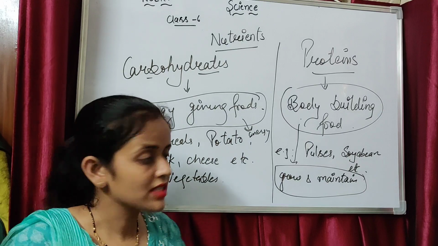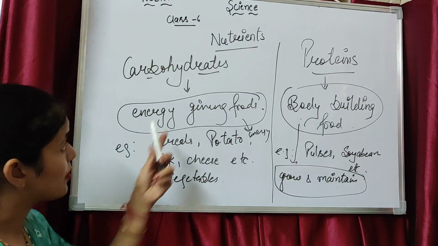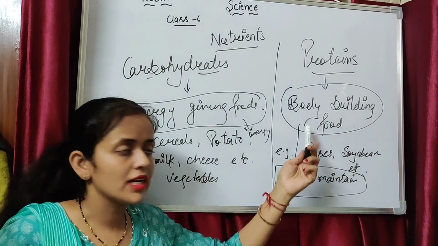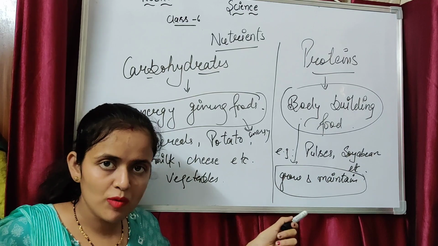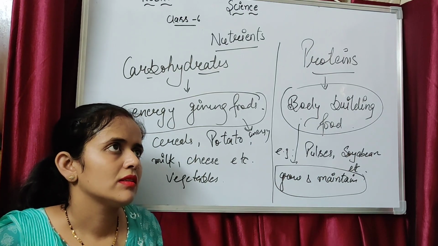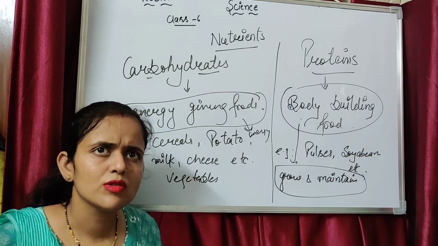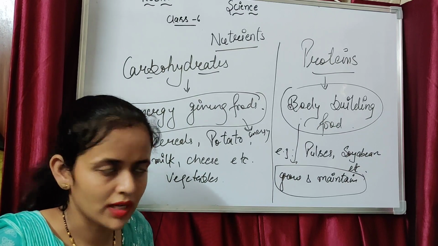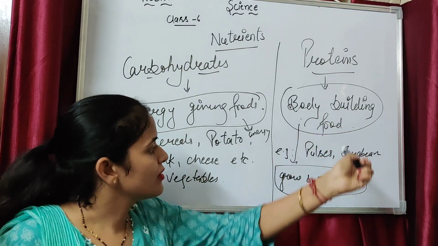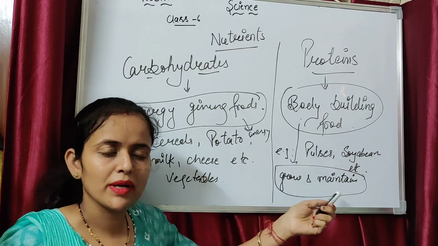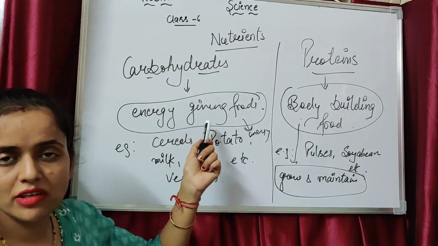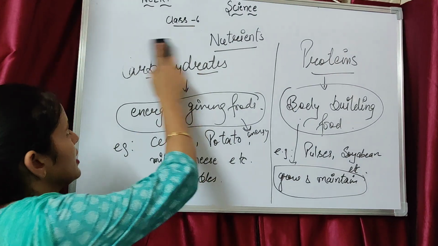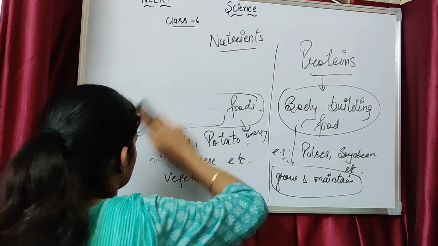Clear? Next is clear beta. Why are proteins called bodybuilding foods? They are called bodybuilding foods because they help our body grow. Like when you are very small, your mother says, eat pulses, you will get some protein. So that's why bodybuilding food gives us growth of our body and maintenance of our body. Carbohydrates are energy giving food. Why? Because they give a lot of energy to our body to do any work. Clear? Now next is vitamins.